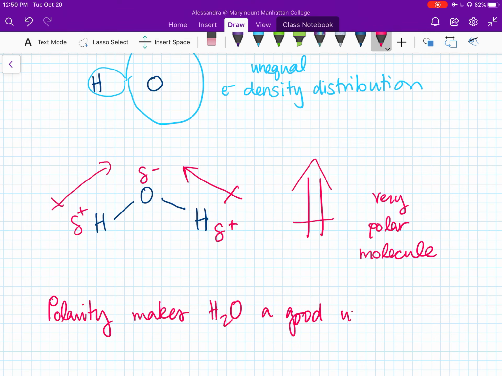It's often called the universal solvent. It's a bit of a misnomer because not everything dissolves in water. You can just think about oil, for example. Oil doesn't dissolve in water, but lots of compounds, any polar compound, is going to be eager to dissolve in water. So let's take as an example salts.